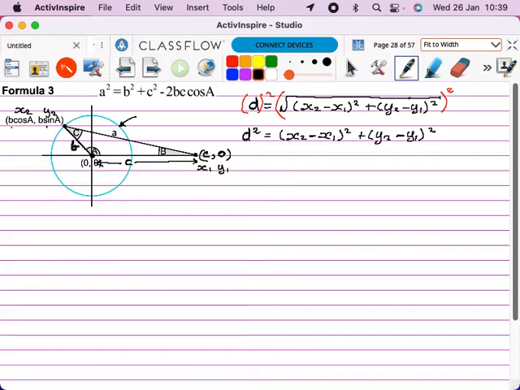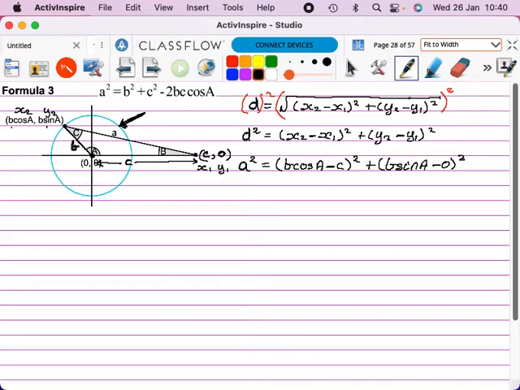Now I'm going to sub in the information. I know d is the distance between the 2 points, and from the diagram, just to remind you once again, the distance between these 2 points is a. So that's now a squared. a squared is equal to x2. What's x2? Well, that's b cos A, minus x1, which is c, all to be squared, plus y2. y2 is b sin A, so there's b sin A there, minus 0, all to be squared.